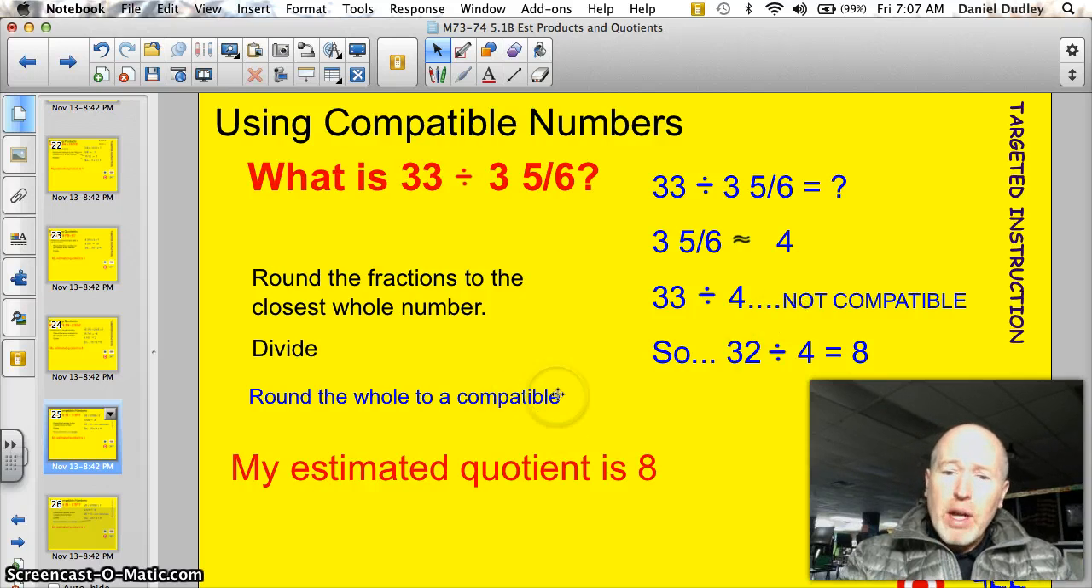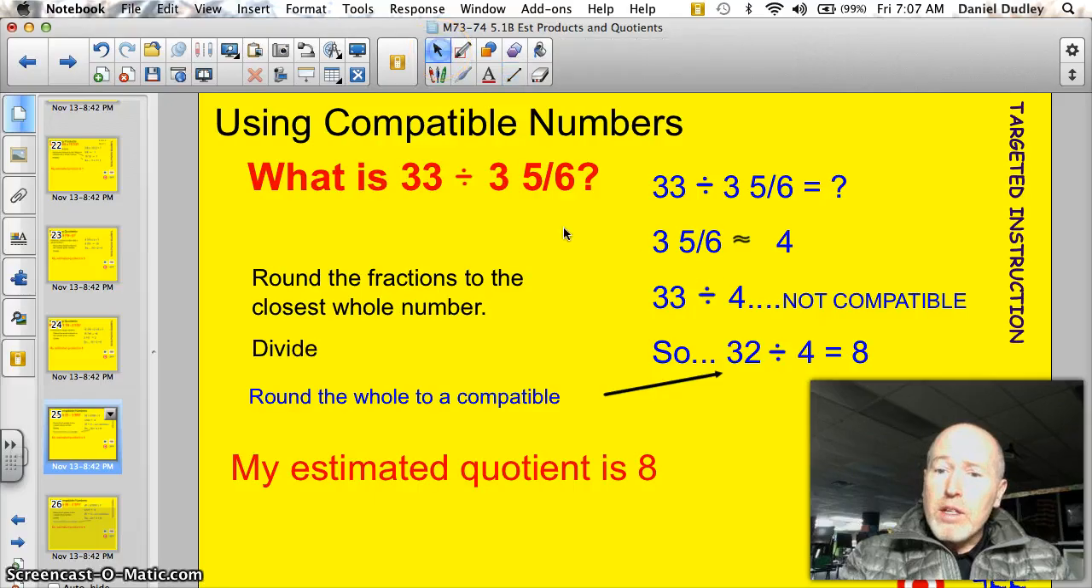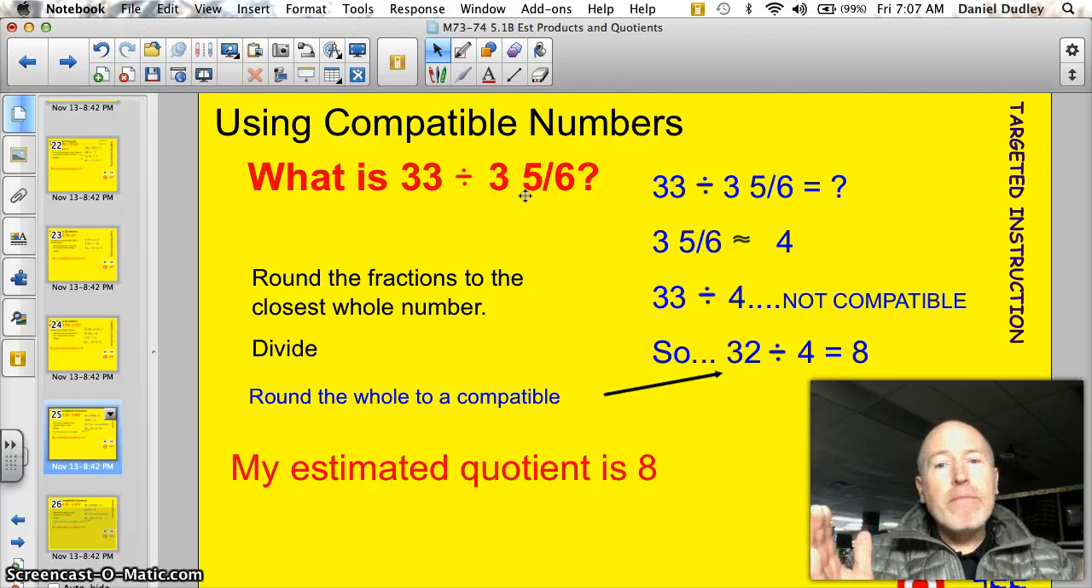So I need you to come down here and round to a compatible number. 32 is divisible by 4, and it's very close to 33. So I just rounded down 33 to 32, and I said 32 divided by 4 is 8. My estimated quotient is 8. Let me go up and double check. 33, that's about 32 divided by about 4. And that's how you do it. Okay? All right, let's see if I've got an example for you to try.